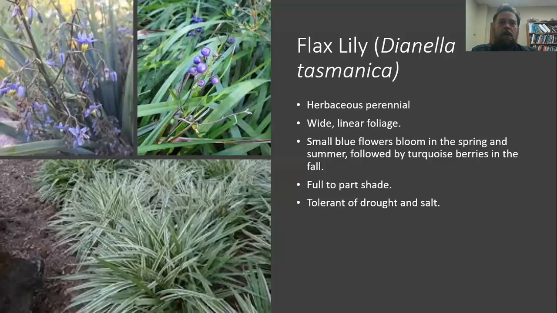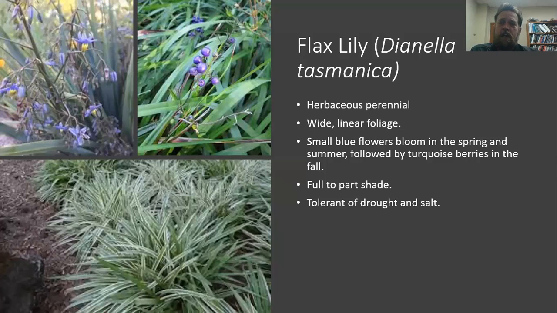Much more a favorite, flax lily. Herbaceous perennial has really nice, wide, linear foliage. One of the things I really like about it, I like the flowers and the berries that it puts on. Has the small blue flowers that bloom in the spring into the summer. And then following that, it has some really nice kind of turquoise colored berries in the fall. So, as an option, just produces a lot of features in the landscape over time.